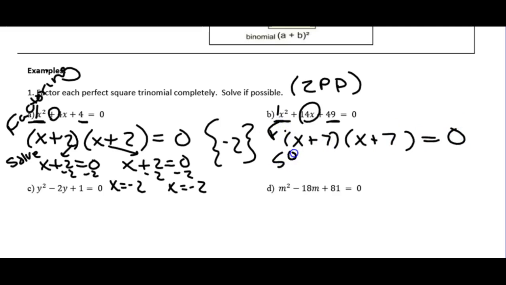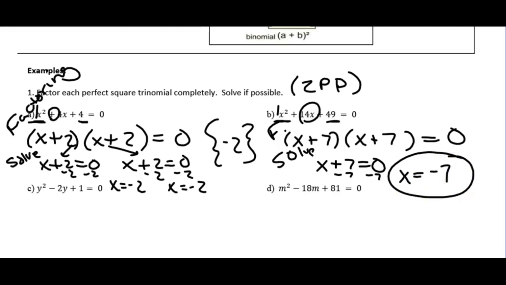And then solving it is where you set them equal to 0 and solve. Because they're exactly the same, and I can see that just by looking at them, I only need to do the one, because I've already shown in example 1 that I'm going to get the exact same answer. So x equals negative 7, and that would be my solution.